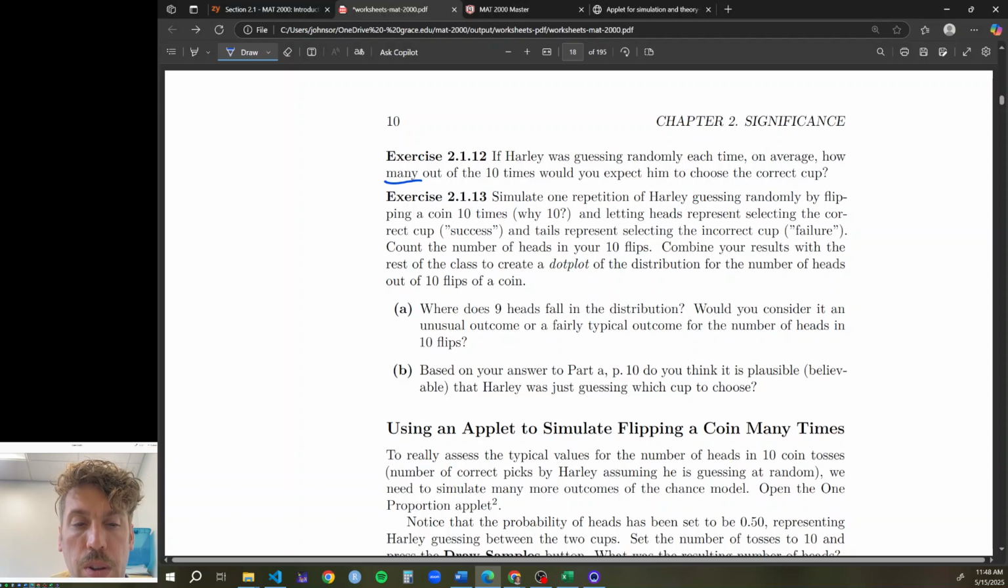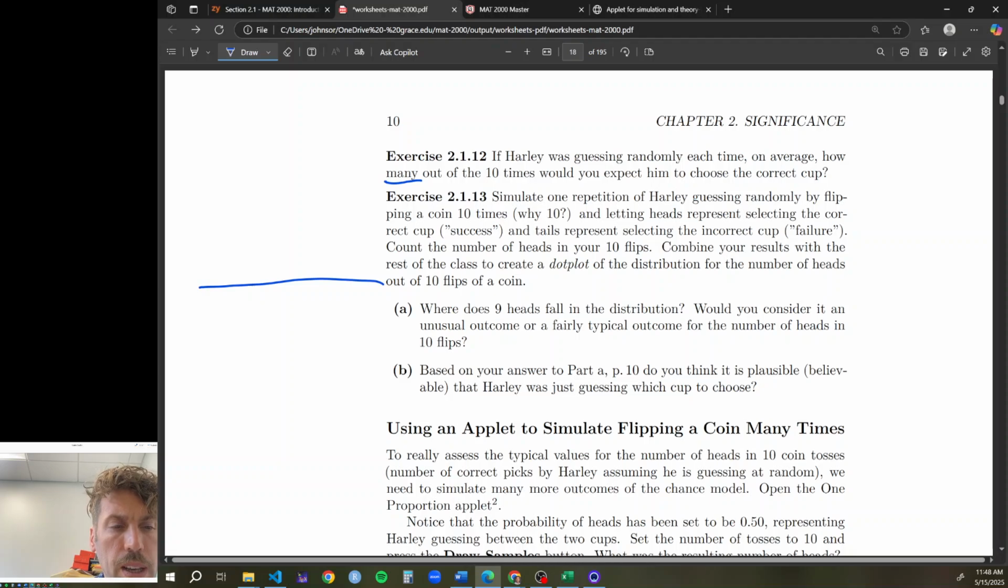Combine your results with the rest of the class to create a dot plot of the distribution for the number of heads out of 10 flips of a coin. So a dot plot is going to look something like this. You can create a dot plot with Excel, and you can look up a video for how to do that. There are different web tools to do it, or you can just draw a picture and put that picture into the document you're going to submit to your instructor.